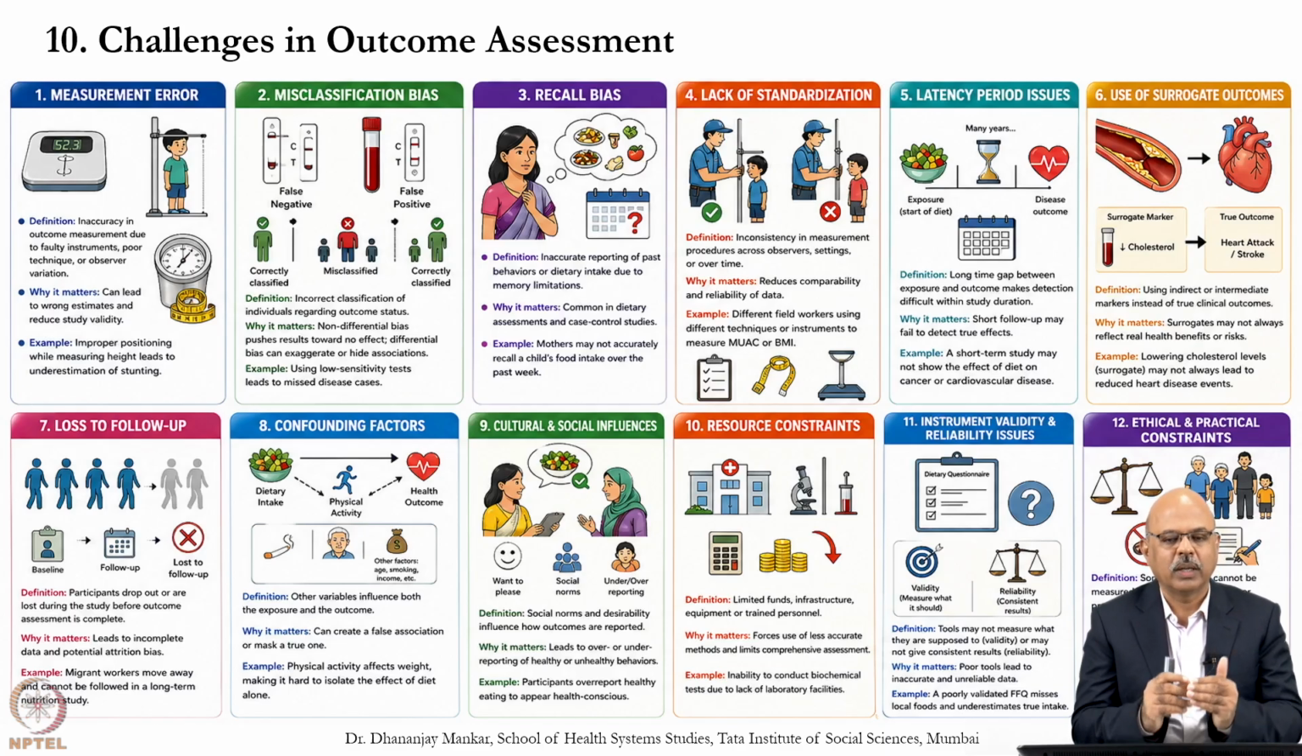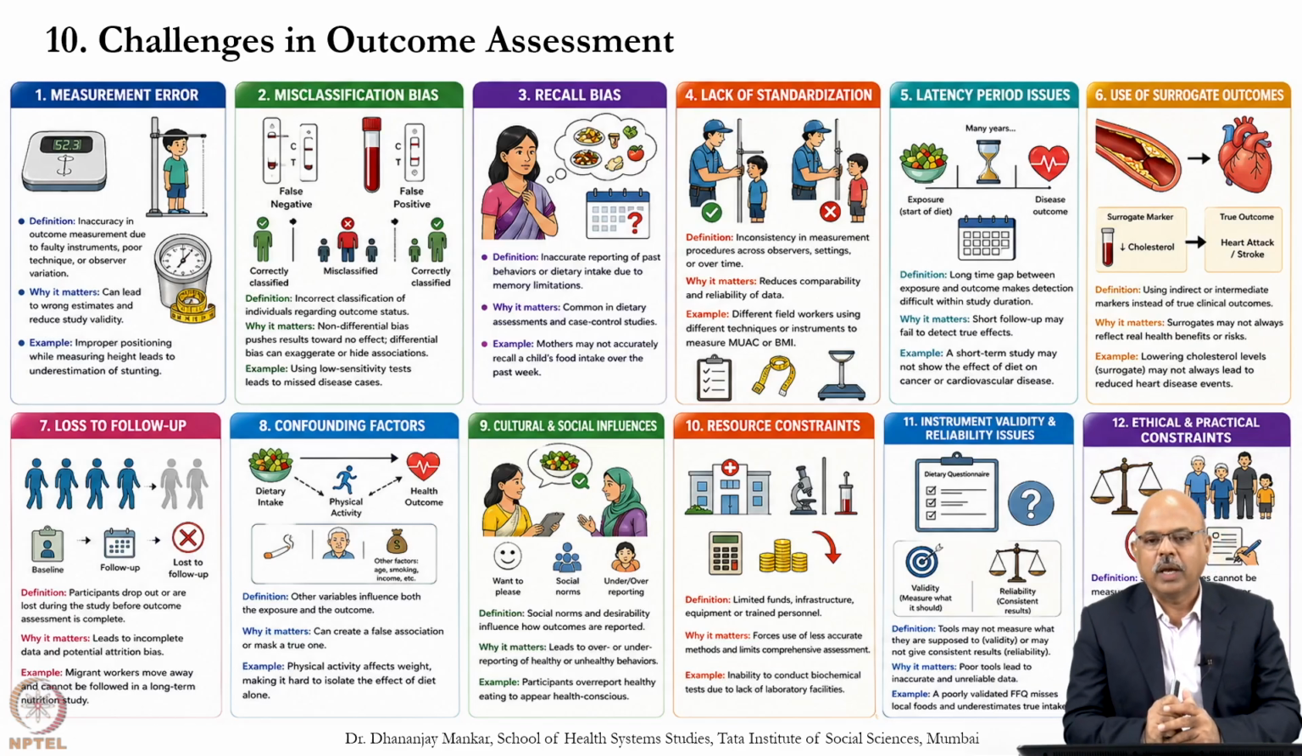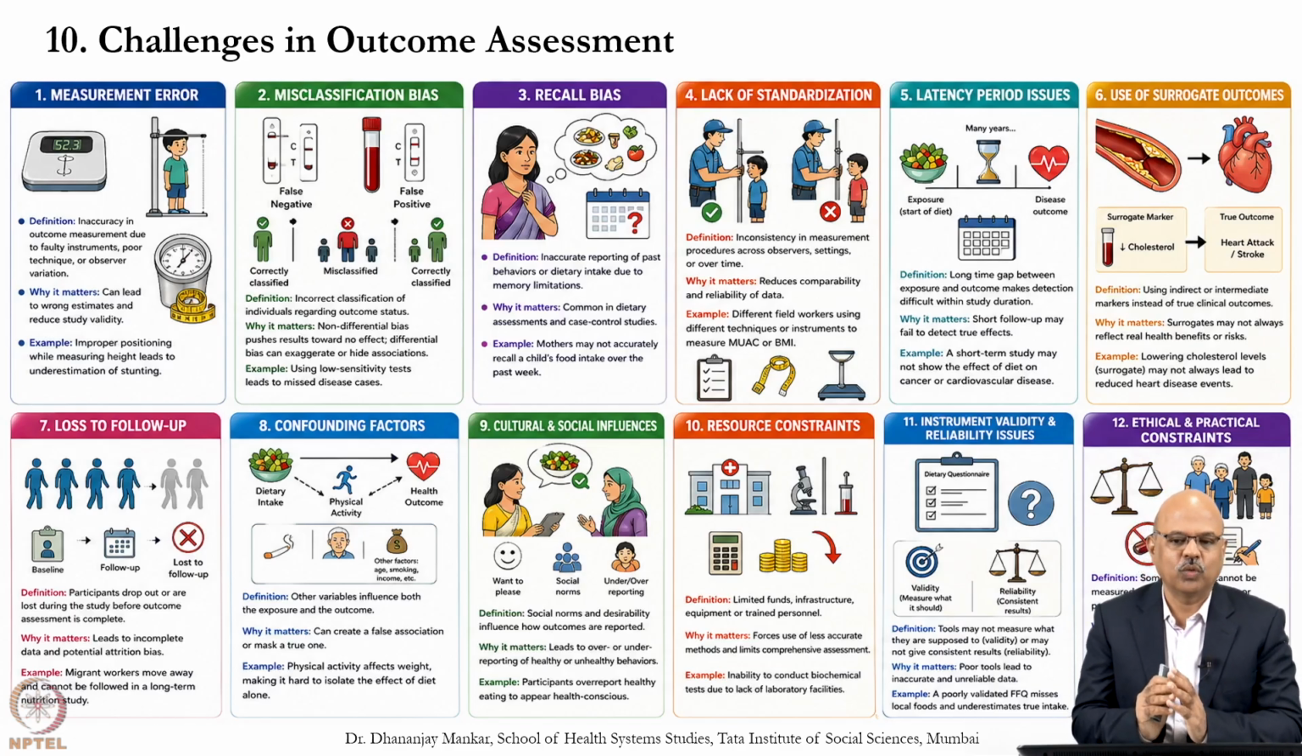which is very important in migrants and all those people. Confounding factors, where physical activity affects weight, making it hard to isolate the effect of the diet alone, can be seen as a confounding factor. Cultural and social influences make a major challenge, and resource constraints, where money, funds, infrastructure and equipment play a very important role. Instrument validity and reliability issues might come as poor validity, with FFQ missing the local foods and underestimating the true intake, as an example.